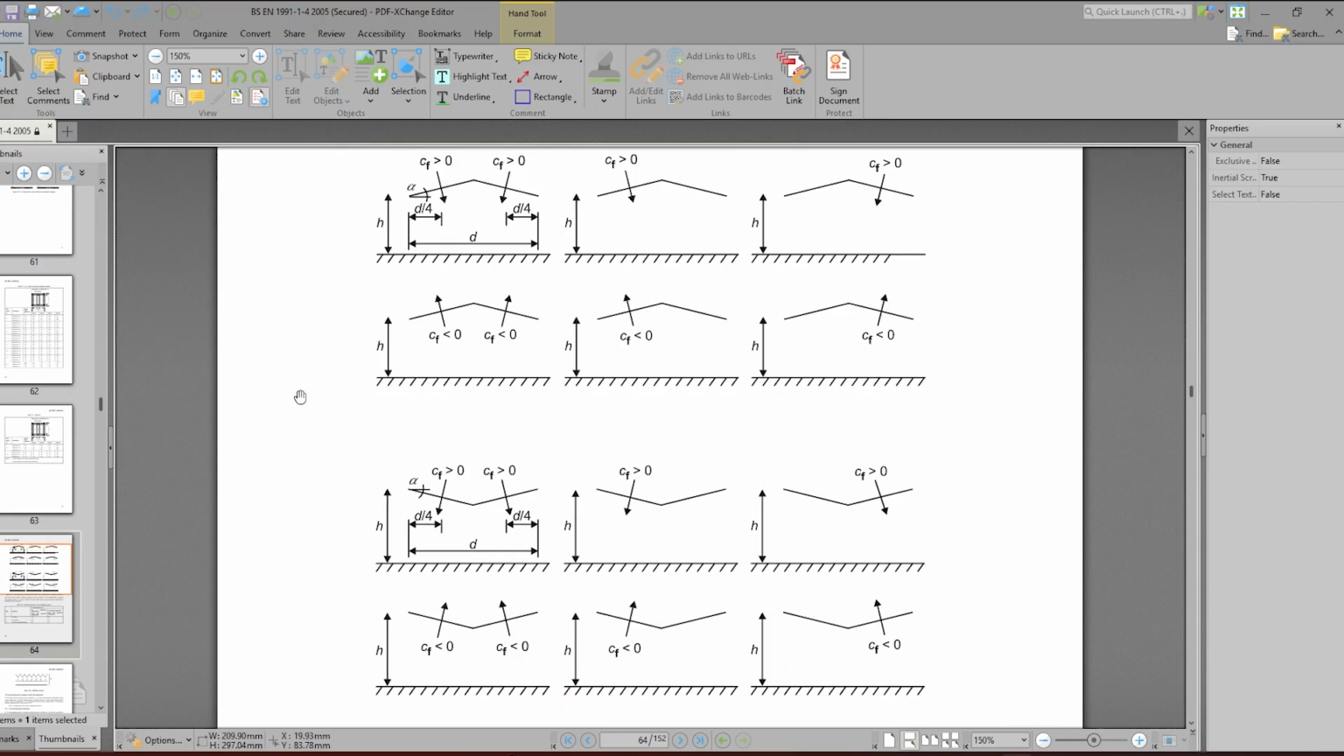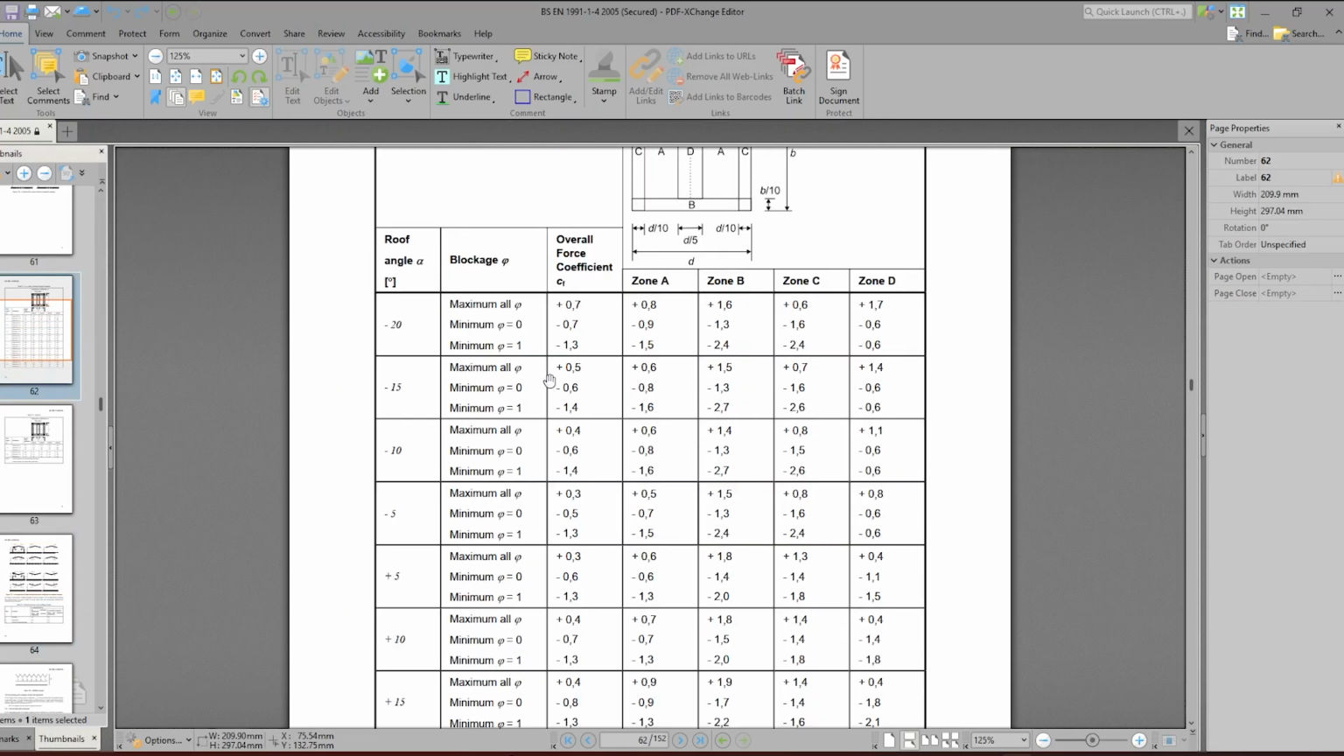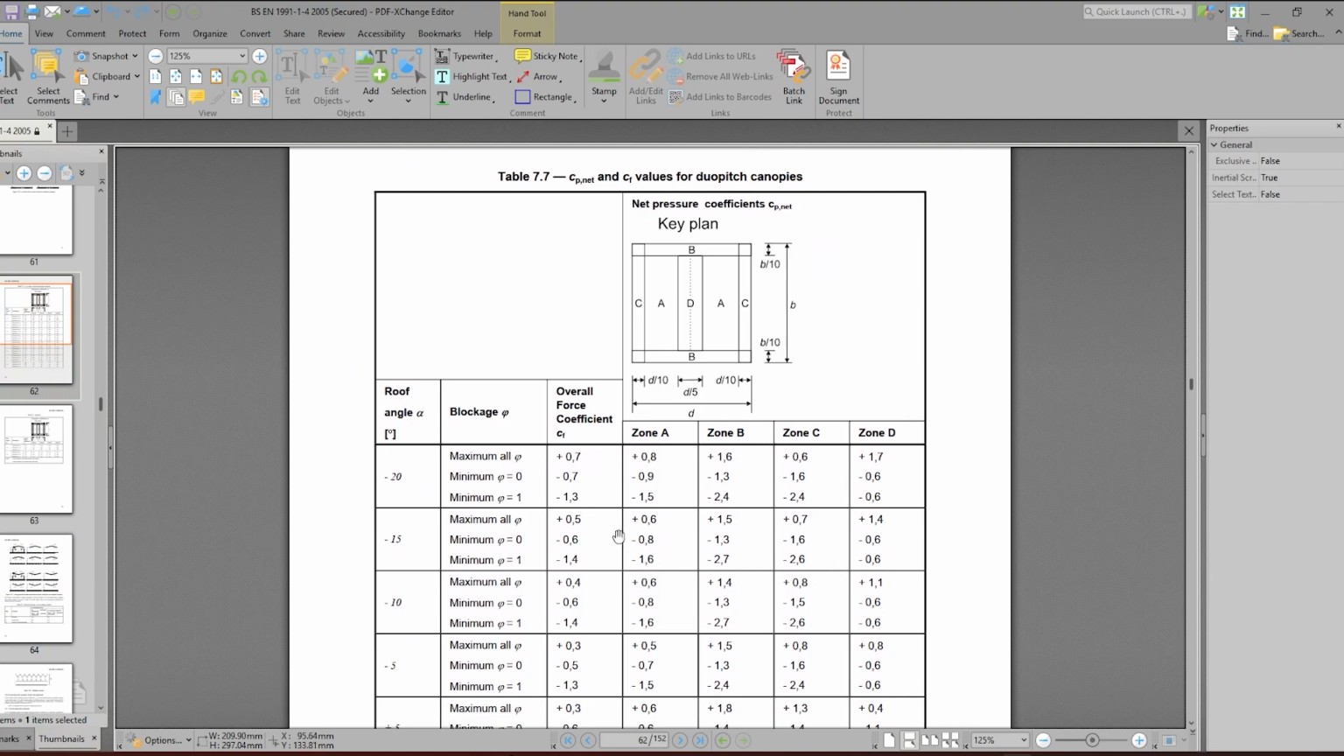Our goal is to determine the overall force coefficients, and in order to do that, we need to look at table 7.7. In terms of sign convention, positive values indicate a net downward action and negative values indicate a net upward action. So positive values represent the pressure force down onto the structure, whereas negative values represent suction up from the structure. For each angle value, we have a positive force coefficient CF max for all blockage levels. Similarly, we get a negative force coefficient CF min for zero blockage and a CF min for full blockage. And for blockage between 0 and 1, we have to interpolate the values.